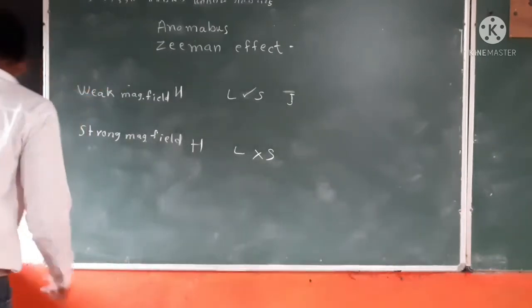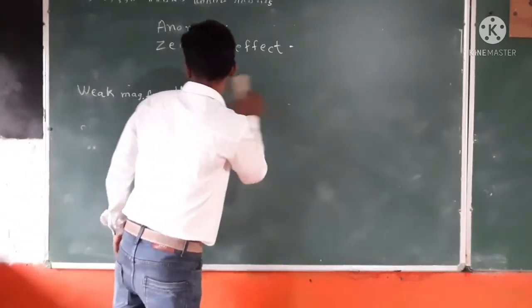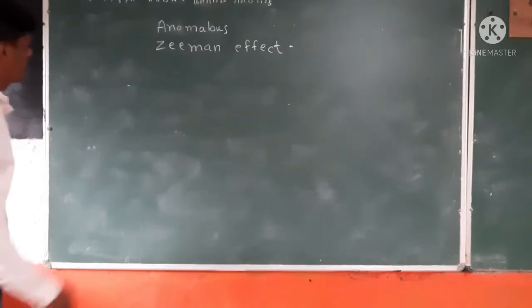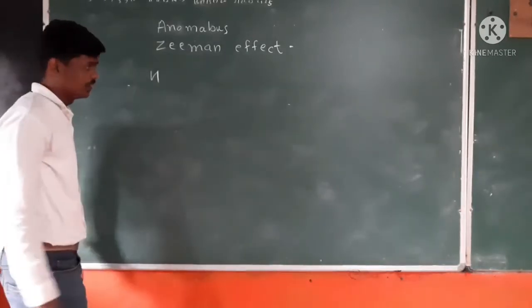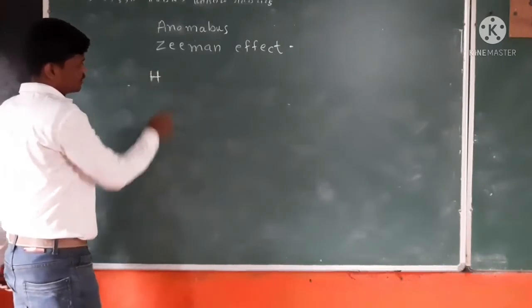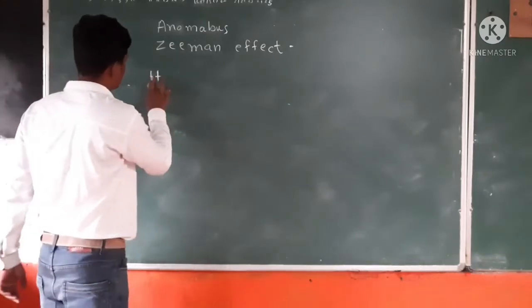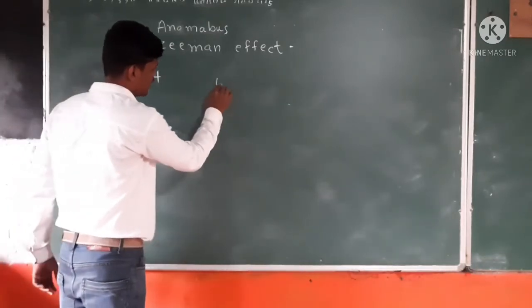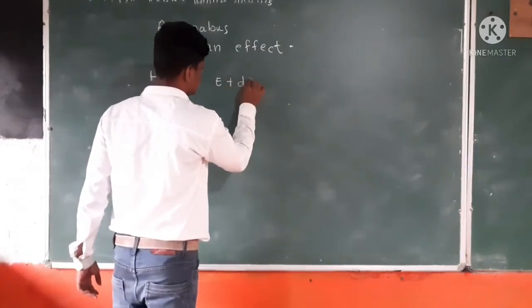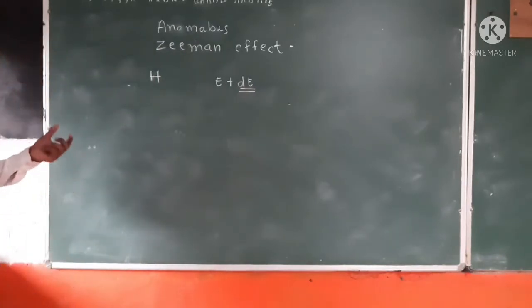Now we will go to study weak magnetic field, which is from the syllabus. So when we apply H, weak magnetic field, to the atom, Zeeman effect will occur, anomalous Zeeman effect. Now when we apply this H to the atom, its energy E will change by a small quantity, that is D. We have to calculate this D, that is interaction energy.